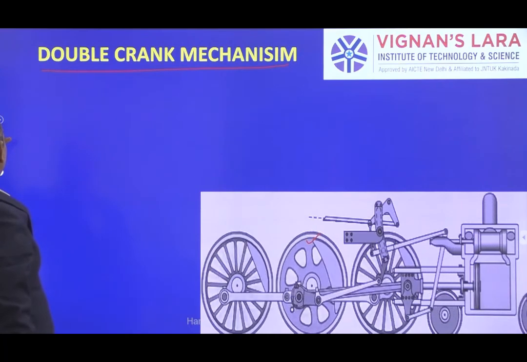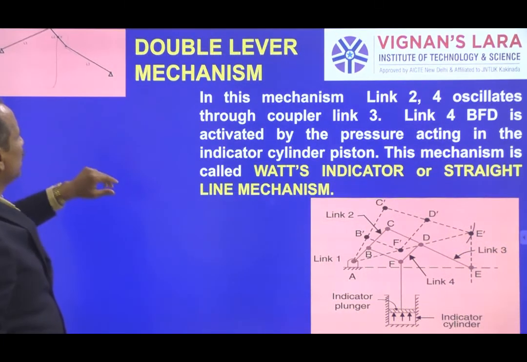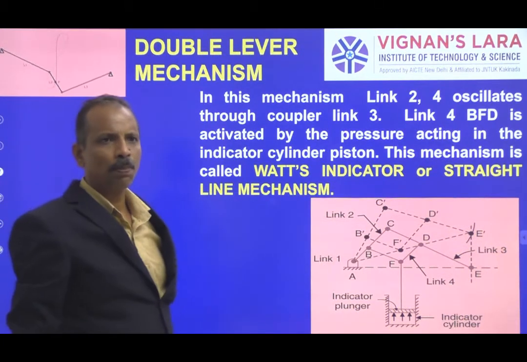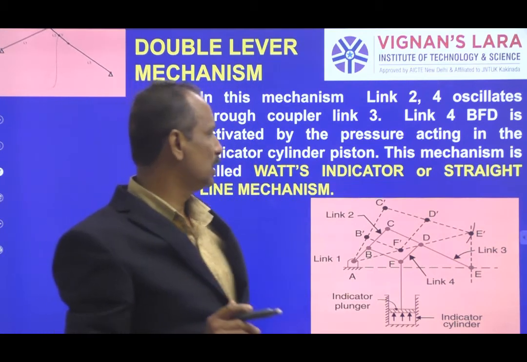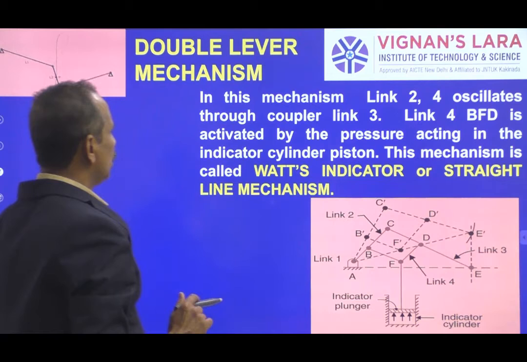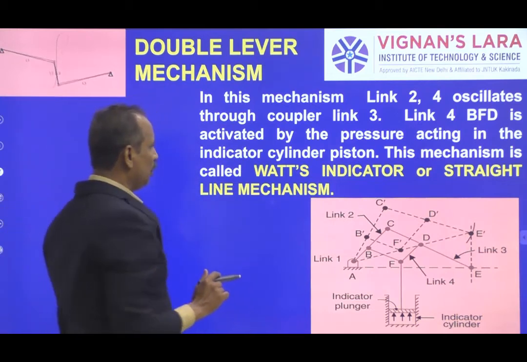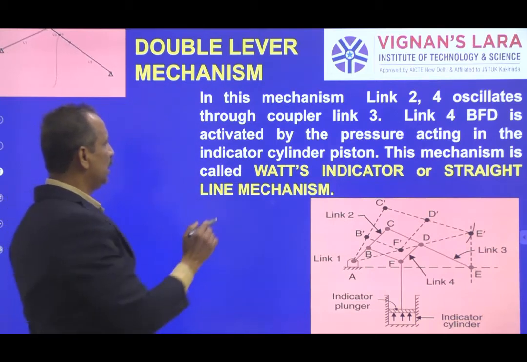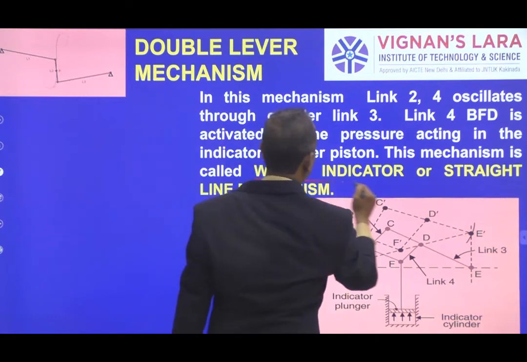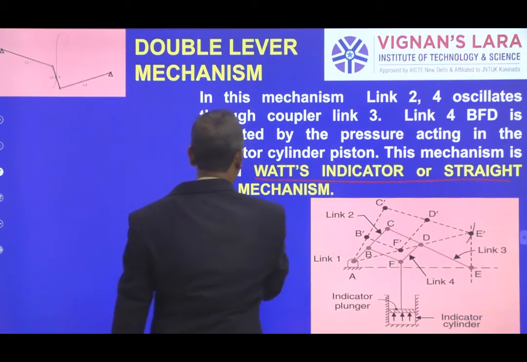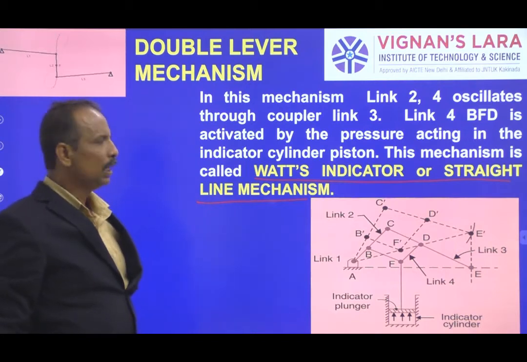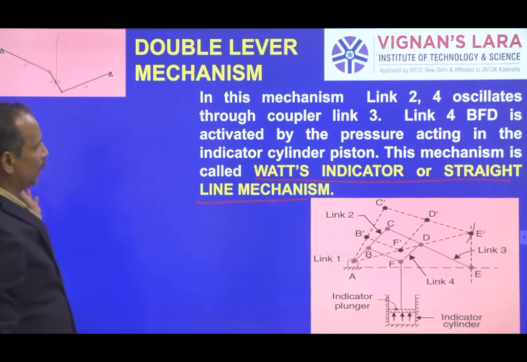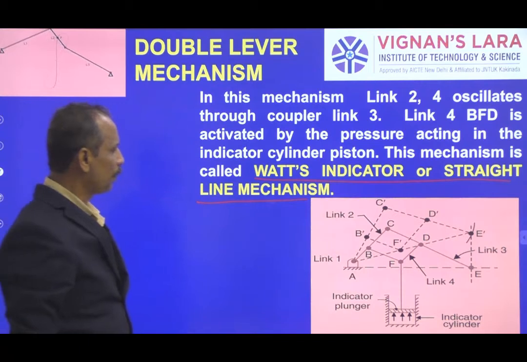And finally the last one is the double lever mechanism. That means input is oscillating and output is also oscillating. For this, a beautiful example is Watt's indicator diagram or straight line mechanism. Let us first see the basic mechanism and how it is applied practically, then we can discuss it here.